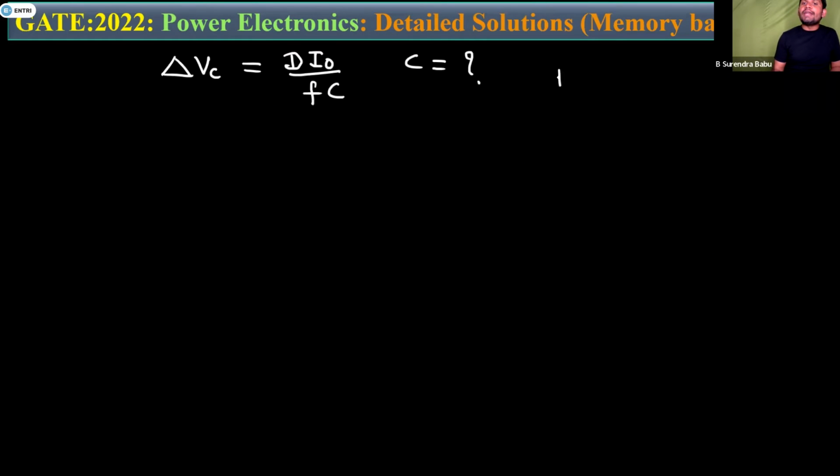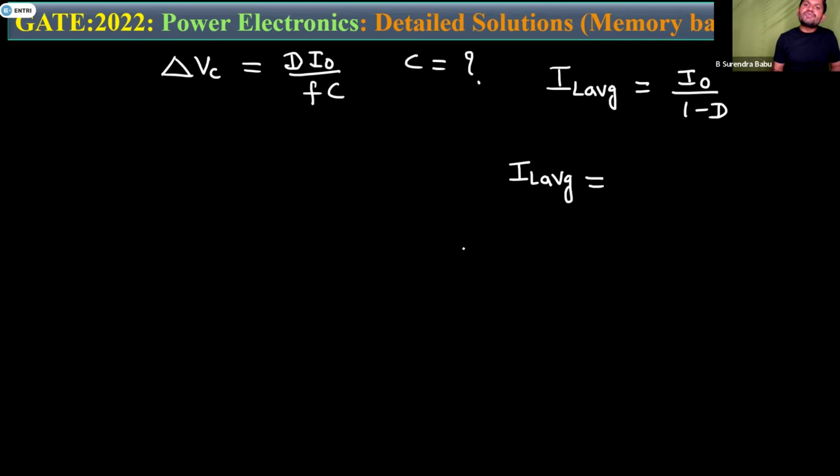In buck boost regulator, IL average is equal to I naught by 1 minus D. Even for boost regulator, the same formula. But for buck regulator, IL average is equal to I naught. But for boost regulator and buck boost regulator, IL average is equal to I naught by 1 minus D. Then what is IL average?